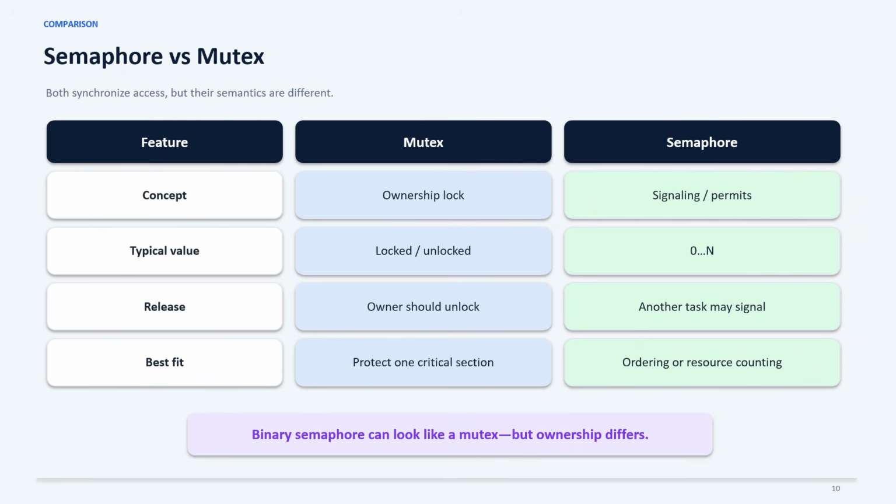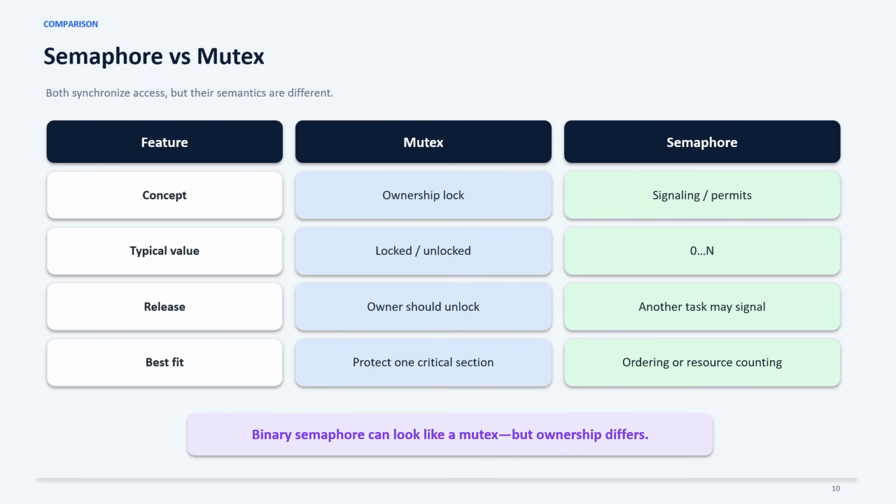What is the difference between a semaphore and a mutex? A mutex is primarily an ownership-based locking mechanism. A thread or process locks the mutex before entering the protected section and should unlock the mutex after completing its operation. A semaphore, on the other hand, is based on permits or signaling. A semaphore can also represent multiple resources using a count.